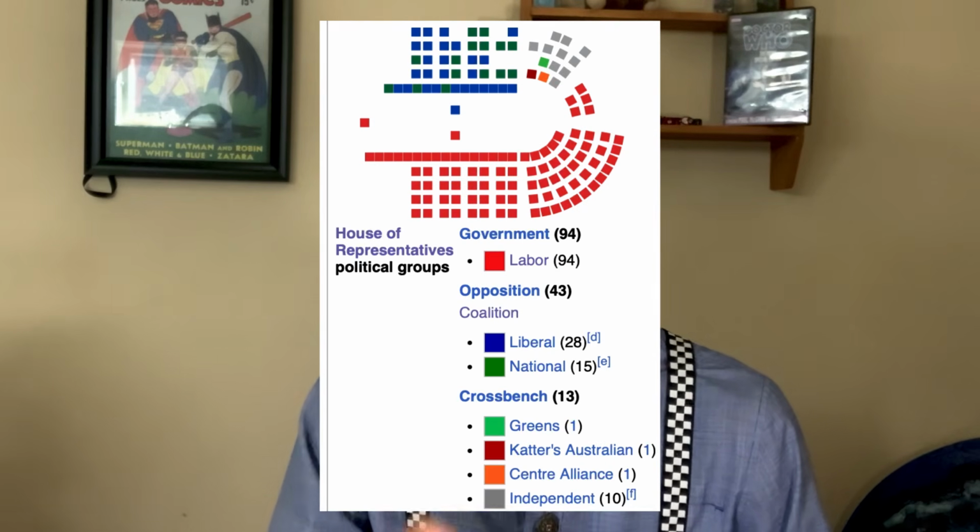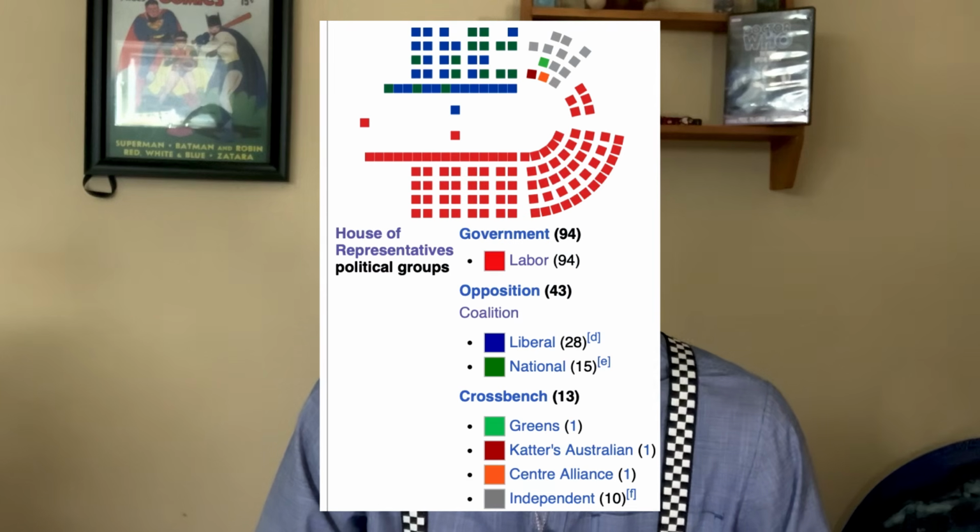There are some crossbench parties that are not the opposition or the government, and they're very small. In fact, they also have 10 independents, which is the most any Anglo nation has. Their next election will be held in 2028, along with New Zealand's and the United States'.